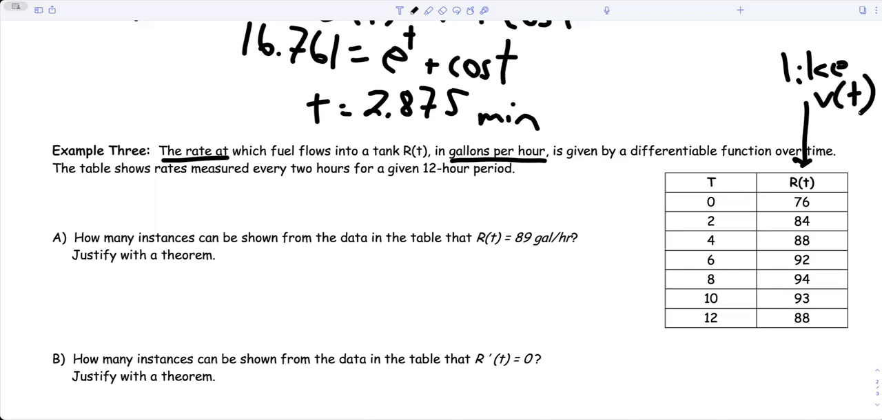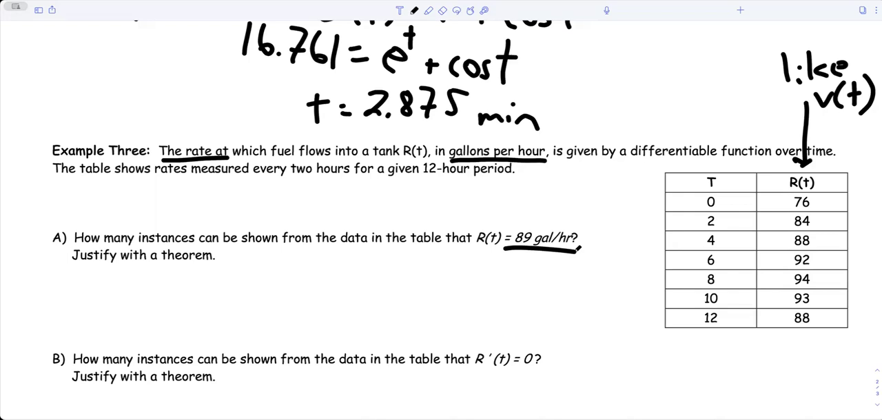So here we go, part A. How many instances can be shown from the data in the table that R(t) equals 89 gallons per hour? Justify with a theorem. Okay, so they want to know how many times R(t) could be 89. Which theorem am I using here? IVT.